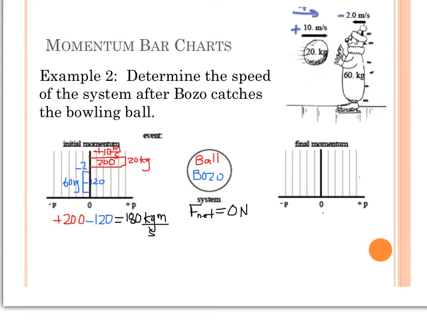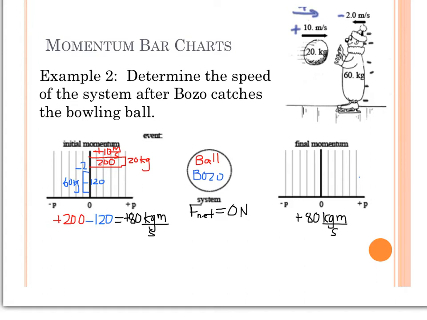Since both objects are in the system and the net force is 0, the total momentum before the collision has to equal the total momentum after the collision. And Bozo catches the ball. So after the collision, they're going to be moving as one object with a total mass of 80 kilograms, 20 plus 60. So looking right away, I can actually solve this problem pretty quickly.